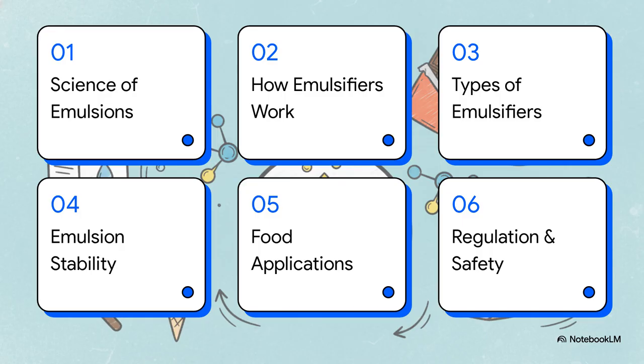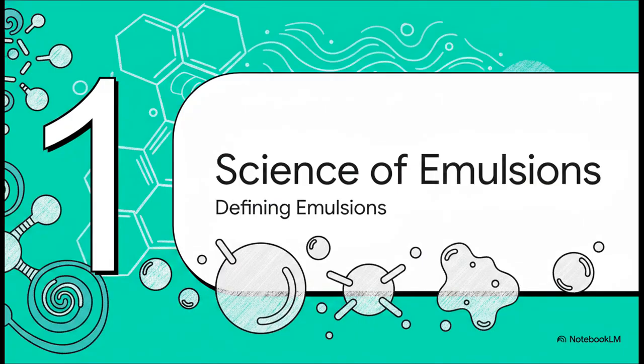So here's our roadmap for this explainer. We're going to dive into the science of food emulsions, exactly how food emulsifiers work, and their major types. Then we'll look at the constant battle of emulsion stability and destabilization, check out some real-world food applications, and finally wrap up with regulation, safety, and beyond. Let's kick things off with Part 1, the science of food emulsions.